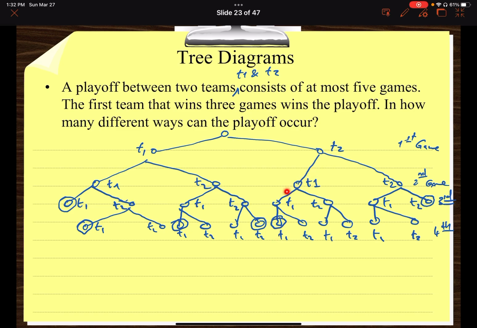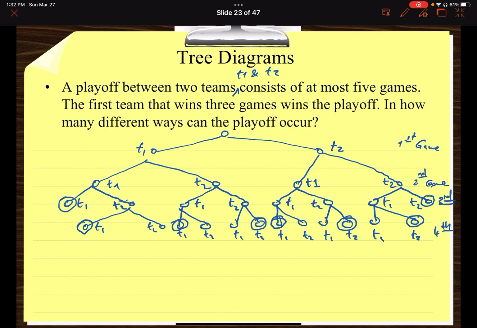T2, T1, T1, T2, no. T2, T1, T2, T1, no. T2, T1, T2, and T2. So this is again a winner. T2, T2, T1, T1, no winner. T2, T2, T1, T2, I have a winner.